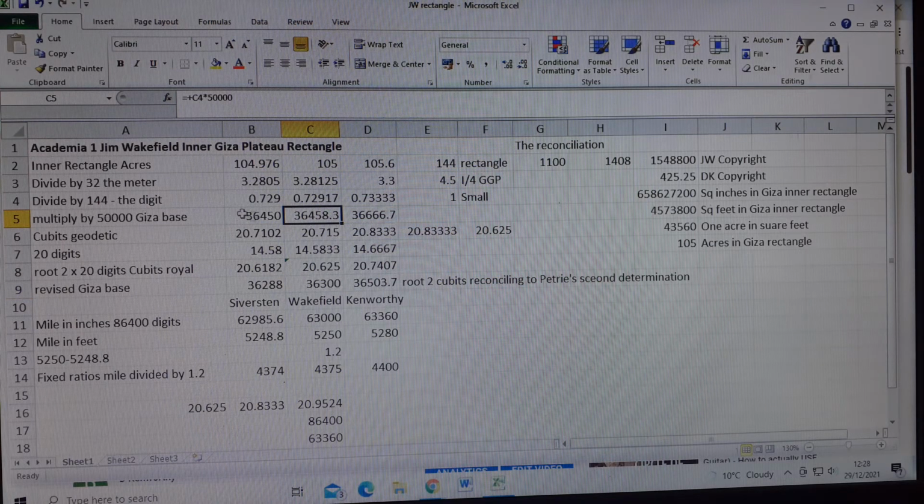So the geodetic cubit, which is 50,000 divided by 1760, is producing a different Giza base than the royal cubit calculated by using the same digit but multiplying it by 20 and then multiplying it by root 2. And this is what this calculation here is based on, what this 425.25 calculation is based on. That multiplied by that is that.